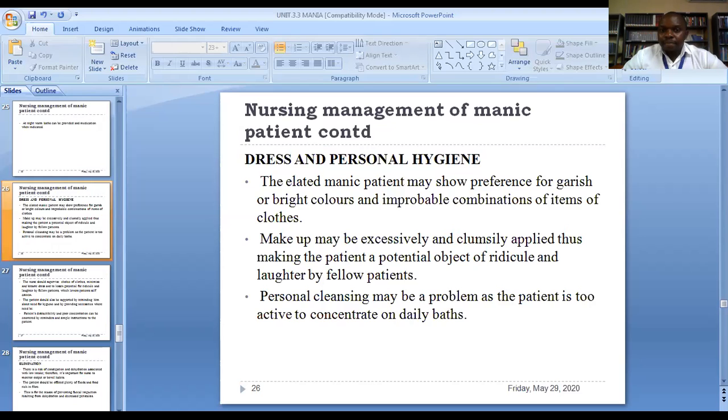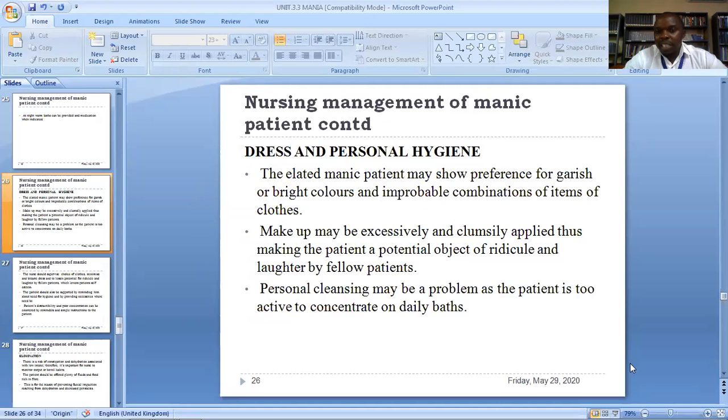Personal cleansing may be a problem as the patient is too active to concentrate on daily baths. So as nurses, we should come in and ensure the patient has daily baths by encouraging plunge bath, encouraging oral care, encouraging this patient or actually helping at some point to keep their hair clean, ensuring that if they're admitted, their bed is actually well spread all the time.